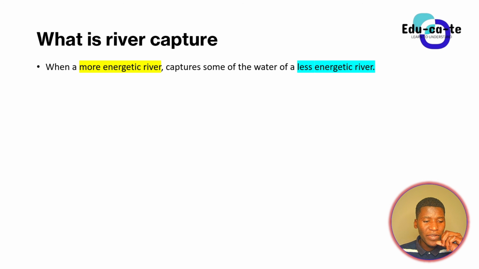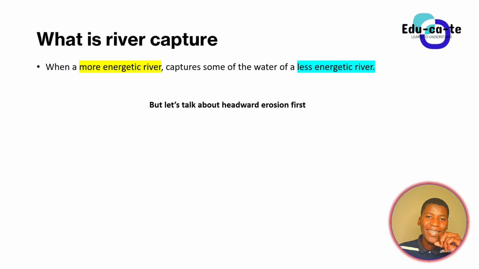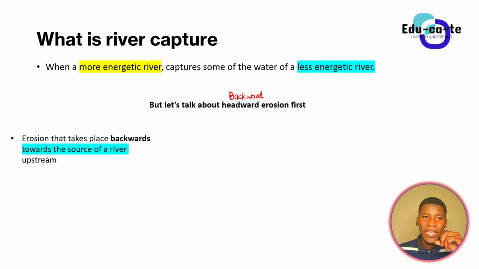But before we get there, we need to first look at headward erosion. What is headward erosion? In my previous video on the river profile, I've already covered vertical erosion. I've already covered lateral erosion. Now we need to tackle headward erosion. Headward erosion is otherwise known as backward erosion. So whenever you see headward or backward erosion, they imply the same thing. This is when a river is actually eroding towards a source, or a river is eroding backwards. It is actually eroding opposite to the direction to which it flows.